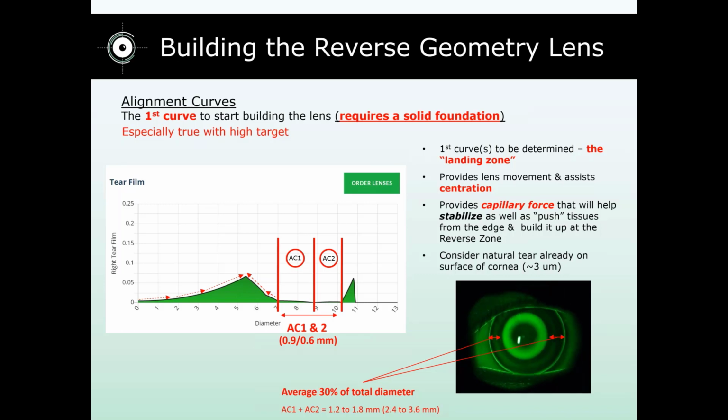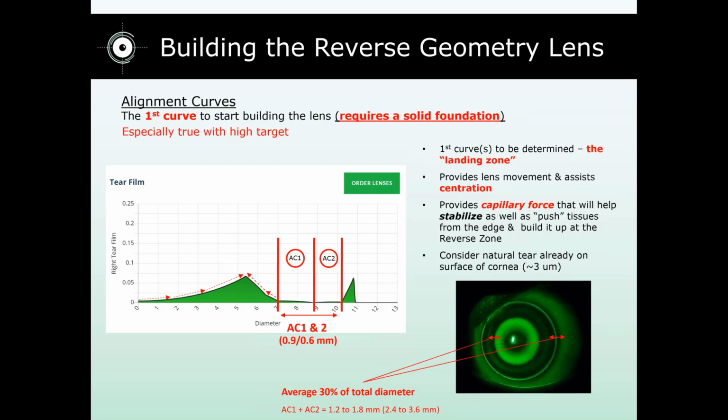The landing zone is the landing zone, provide lens movement and assist centration, provide capillary force that will help stabilize as well as push tissue from the edge and build it up at the reverse curve. On top of the capillary force, they also have the compression force and the surface tension forces. You fit as tight as possible. You don't have to worry because there's 3 micron of natural tear on the eye already.